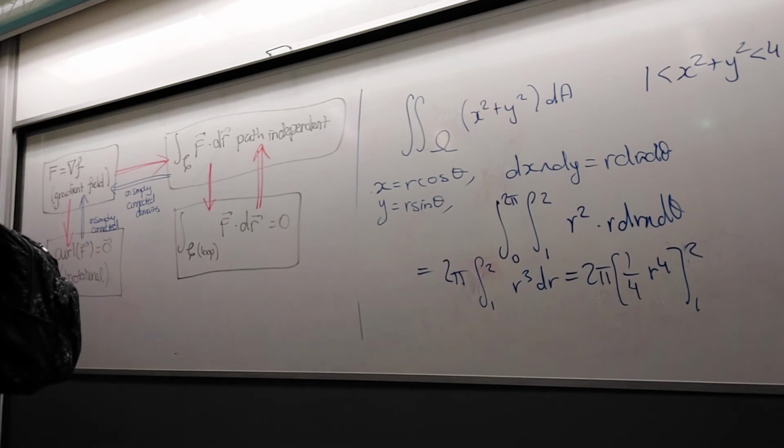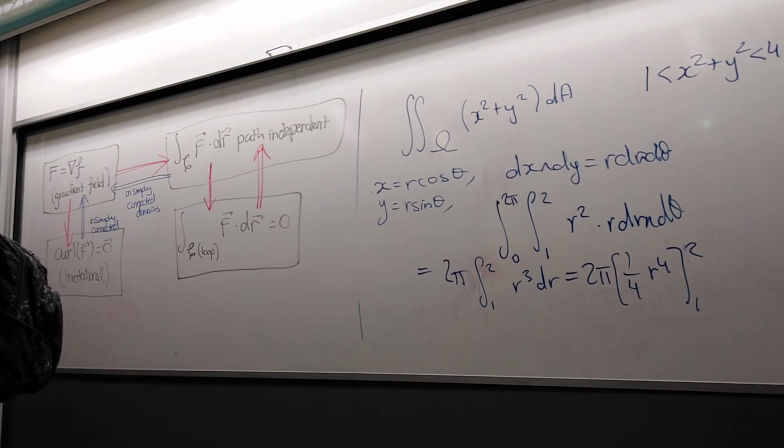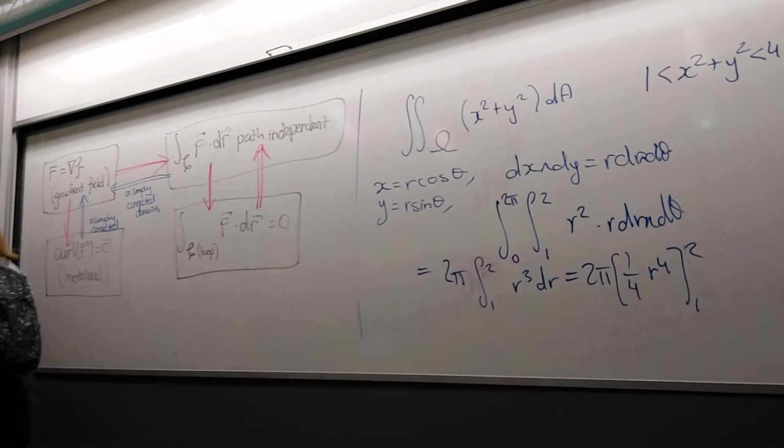So the reason why this isn't three pi, we're not finding the area of an annulus, we're finding the integral of this function. This isn't a surface area. It's just a double integral.